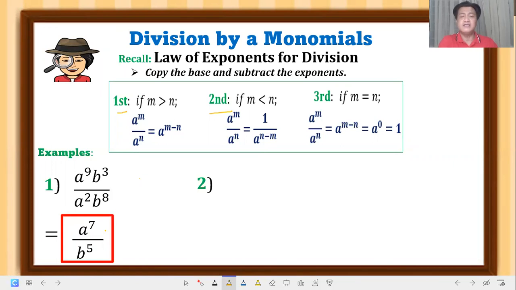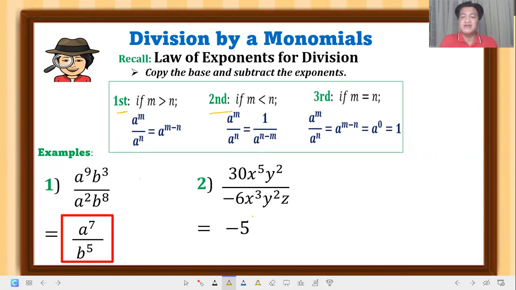Okay, another we have this, number 2. Okay, so kung meron tayong numerical coefficient, all you have to do is i-divide muna natin. 30 divided by negative 6, that is negative 5. And you have to apply the law exponents, di ba? So copy the base x, tapos subtract natin using the first case, 5 minus 3, that is simply 2 or x squared. Dito tayo sa y. Okay, since pares po yung kanilang exponent at yung base na y, apply po natin dyan yung third condition. Ibig sabihin magiging 0 na siya. And what is the value of any number raised to 0 is 1. Kaya 1 times this negative 5x squared, same pa rin po siya.